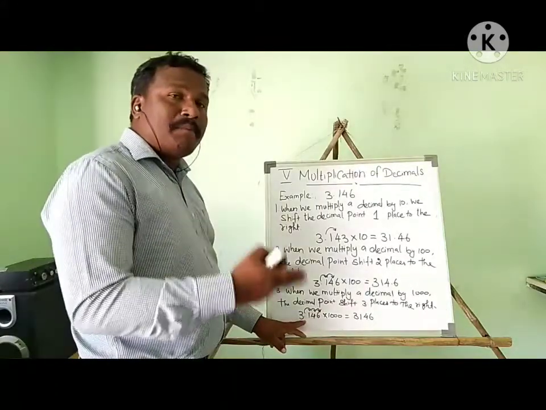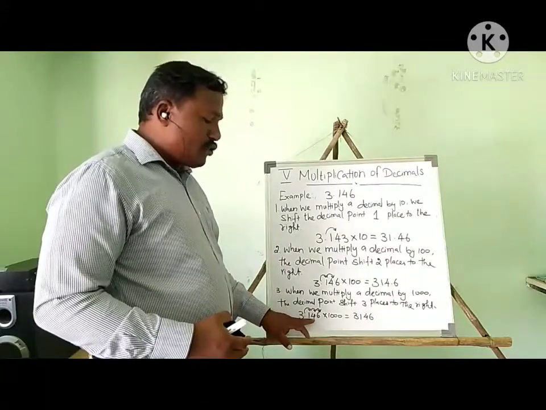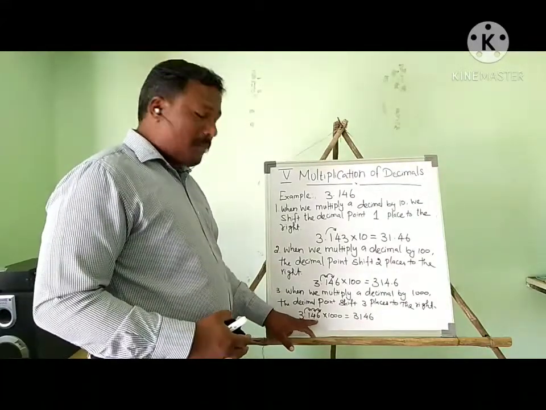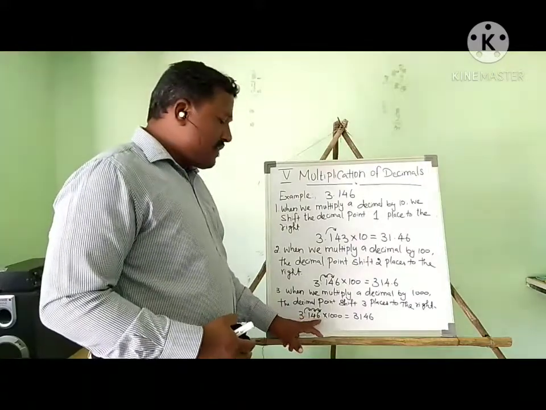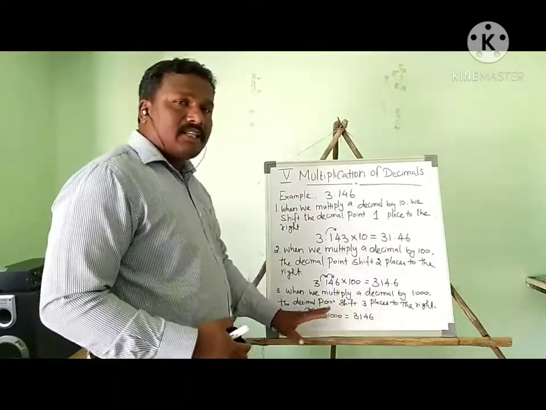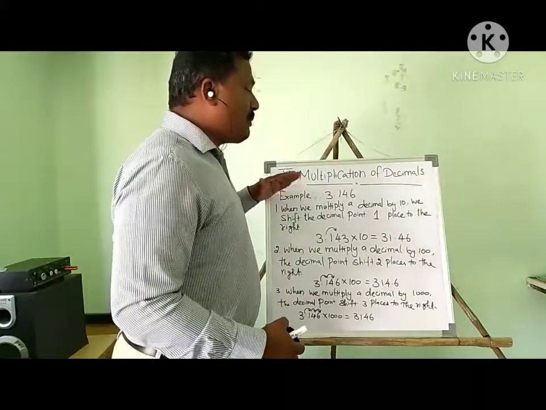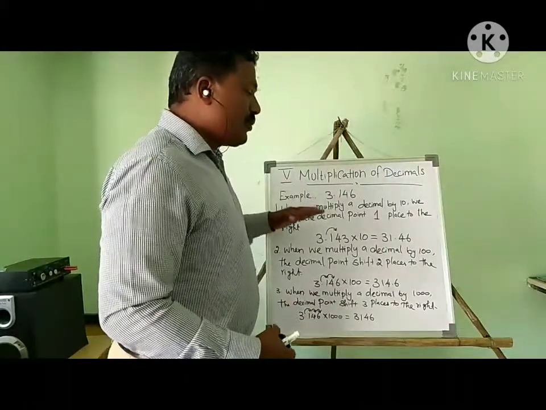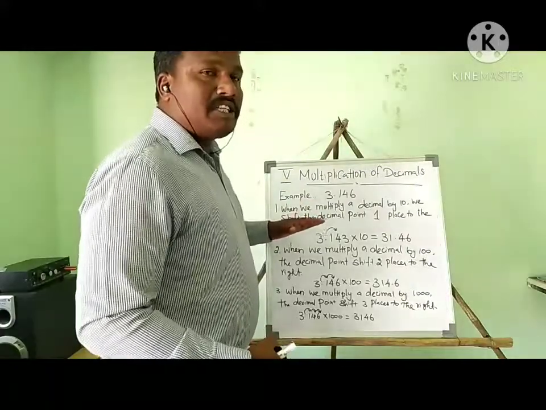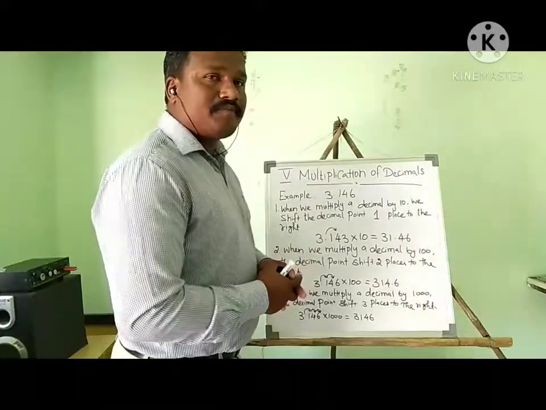If you jump 3 places, it means 1 place, 2 place, 3 place. If you jump 3 places, the decimal point comes in the end. So 3146 is the answer. This is the way when you multiply by 10, 100, 1000, you can do it easily. You can multiply these kinds of decimals.